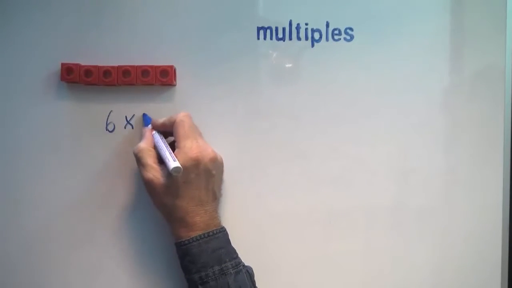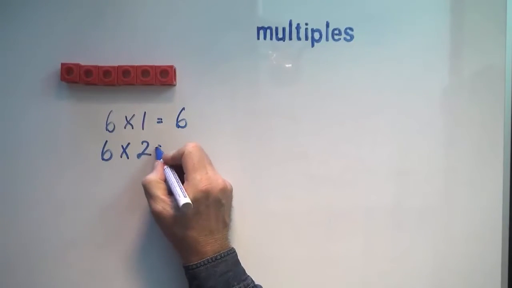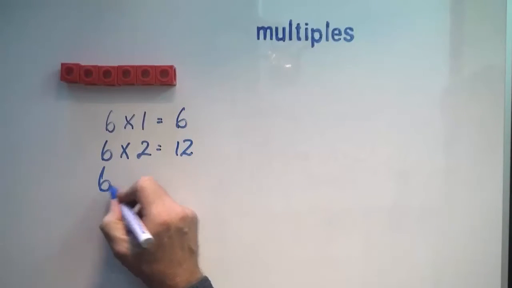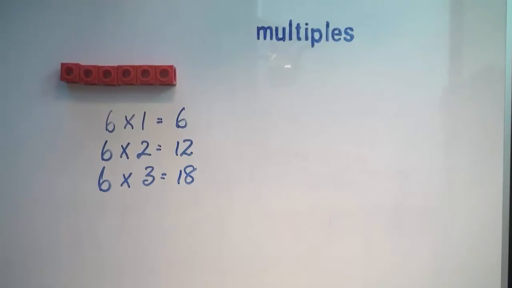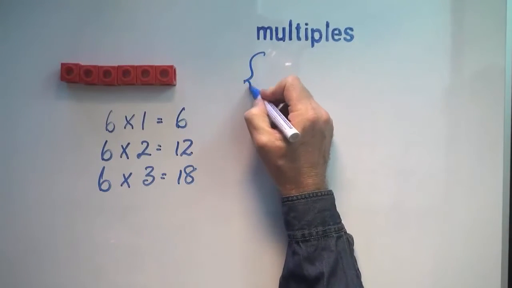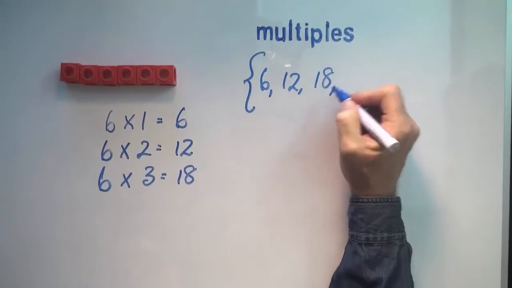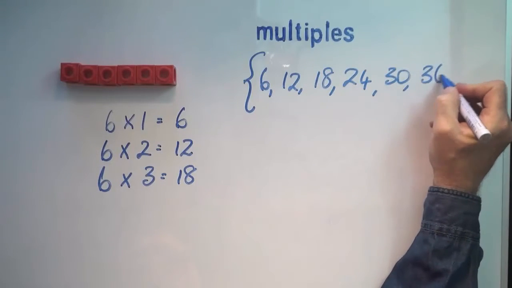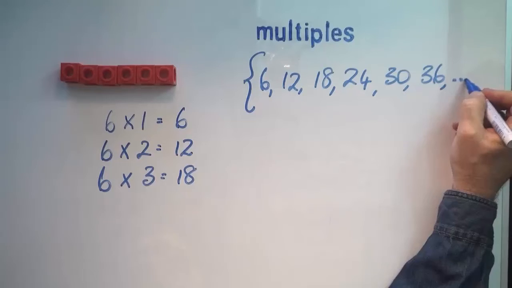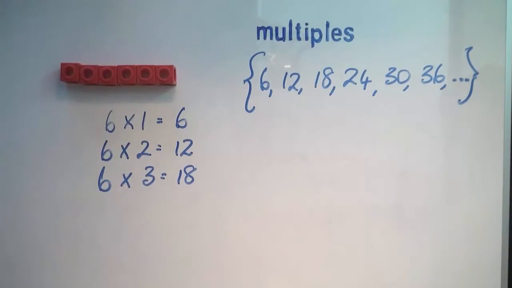So if I multiply 6 by 1, I get 6. 6 by 2, 12. 6 by 3, 18. You see, so the multiples of 6 go like this: 6, 12, 18, 24, 30, 36, and so on. It's an infinite set. Unlike factors, which are a finite set, multiples are infinite sets.